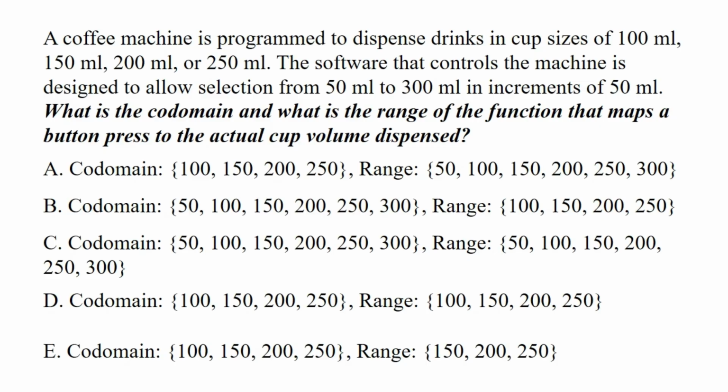But we are asked, what is the codomain and the range? So that's the codomain. And what about the range? The range is only what the machine can dispense. And it can only dispense 100, 150, 200, or 250 ml. And that will be the range. So pick the correct option.